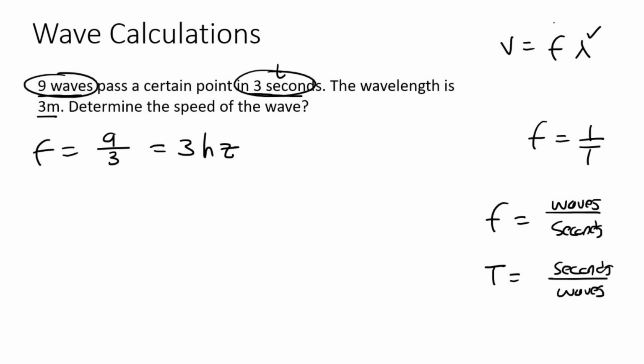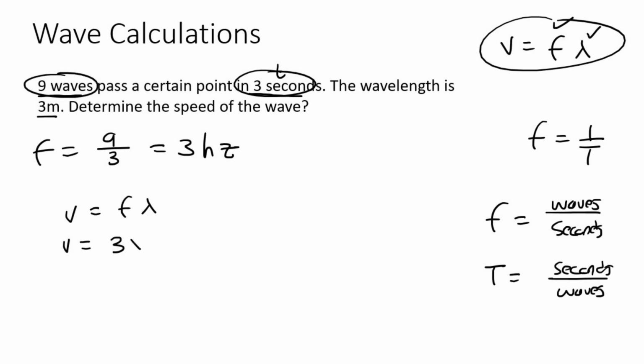Hertz. Now we can easily use this formula, and so that's just going to be f multiplied by lambda, and so frequency is 3. Lambda is the wavelength, that's 3 as well, and so that's going to give us 9 meters per second. One more example.